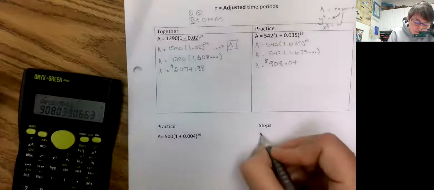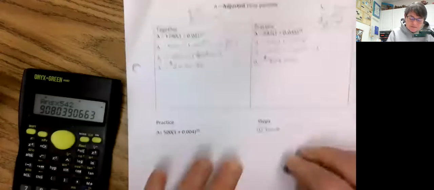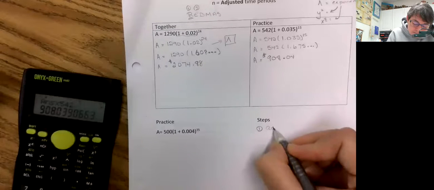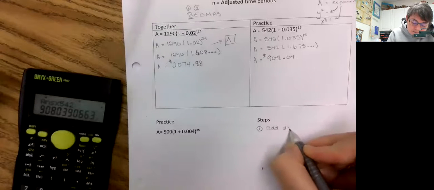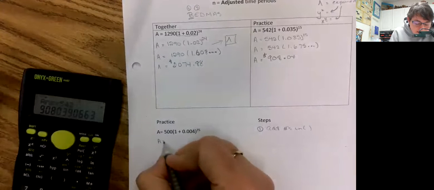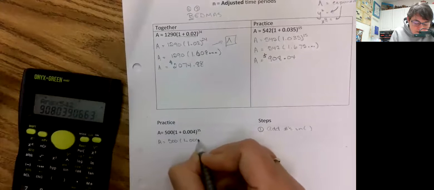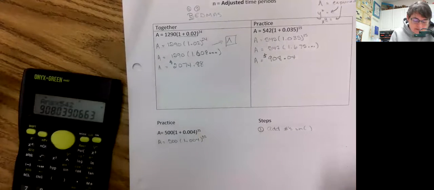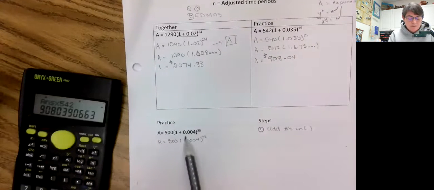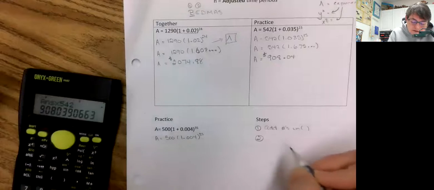All right, so step number 1, brackets. Oh, even better. Add numbers in brackets. So A is equal to 500, 1.00435. Watch that. Sometimes it's going to be like 0.2. Sometimes there's going to be more zeros in there, so you've got to be careful. So 2 is your exponent.